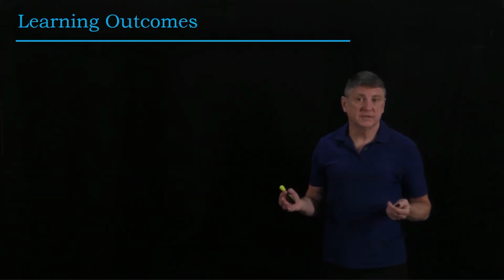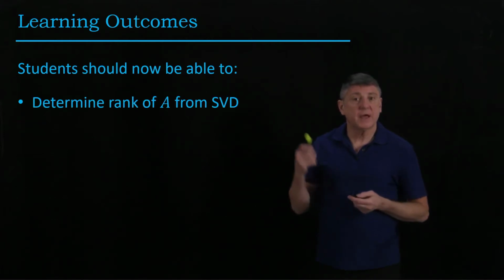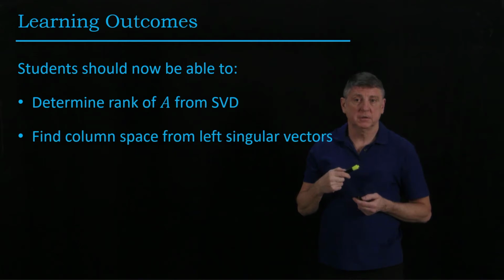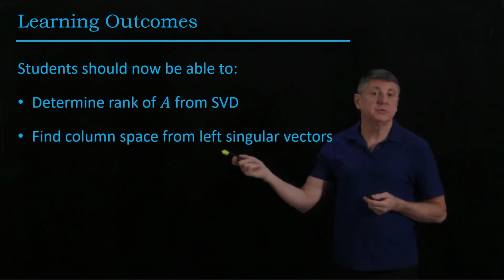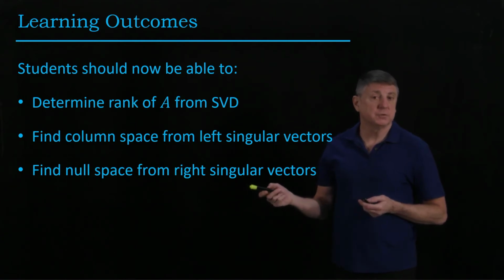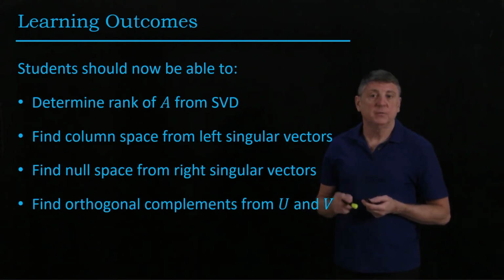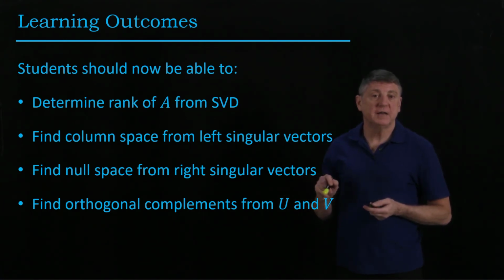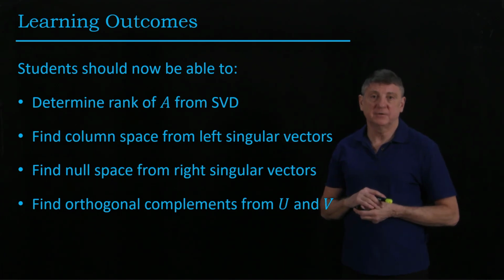What have we learned in this lecture? Well, we're now able to determine the rank of a matrix from the singular value decomposition. We can find the column space using the left singular vectors. We can find the null space using the right singular vectors. And we can find orthogonal complements of both of these spaces from the matrices U and V that come from the singular value decomposition.